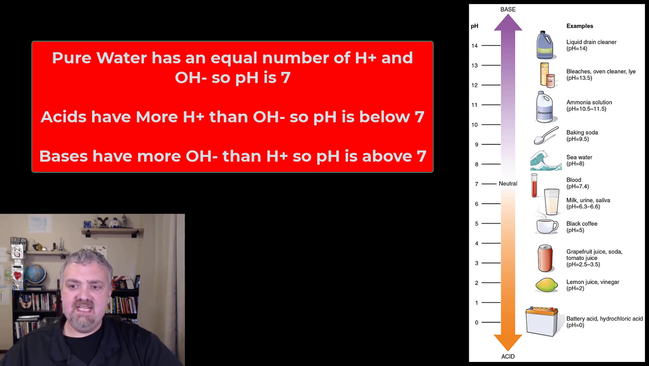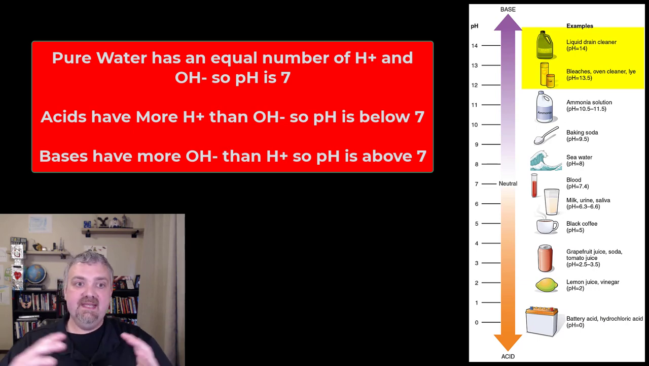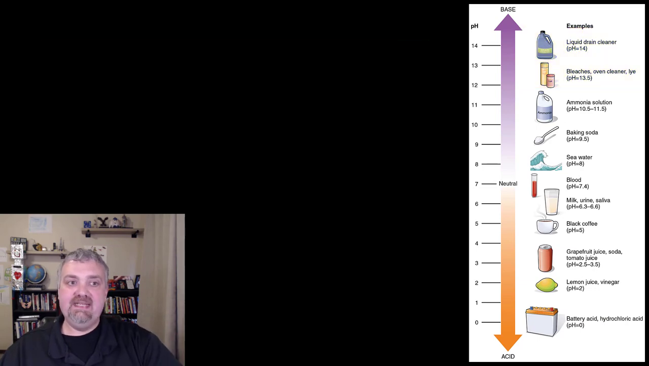We won't talk too much about how things get real nasty on both ends, but you can see this by looking at this. Pure water, perfectly safe. People think of acids as being dangerous, like battery acid there at the bottom, but look at the top. Drain cleaner, oven cleaner, these are some of the most potentially dangerous compounds on the planet. So both extremes are very, very dangerous.